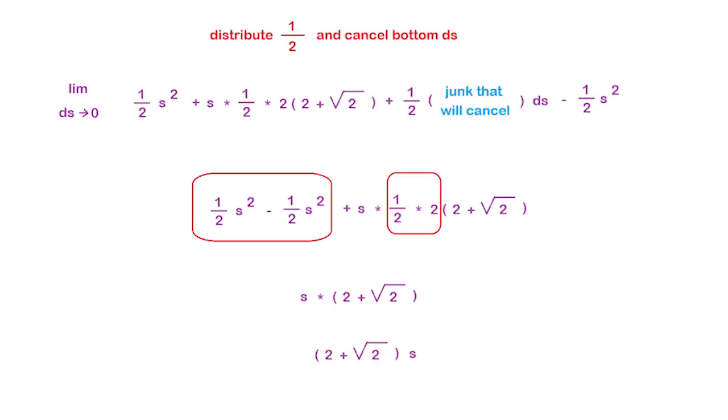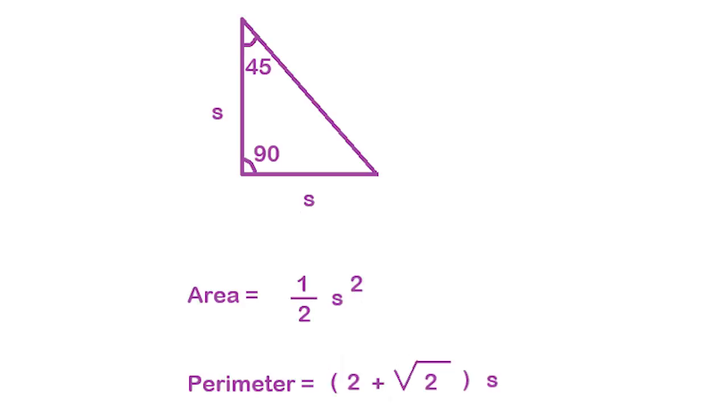Now in the next screen, I've done two things. I've distributed the 1/2 through the expression, and I've canceled out the ds at the bottom. Once that thing is canceled out and there are no ds's at the bottom of fractions, things look a bit promising. We take the ds to 0, and indeed the junk cancels, and we're left with two things that will subtract each other out, and a 1/2 and a 2 that will cancel out as well. We're left with (2 plus root 2) times s, and indeed that is the perimeter of the triangle.